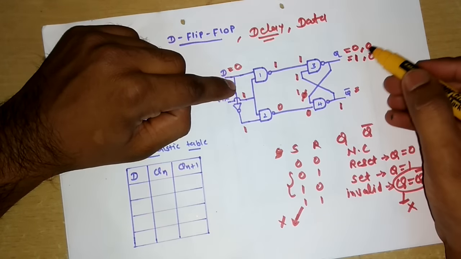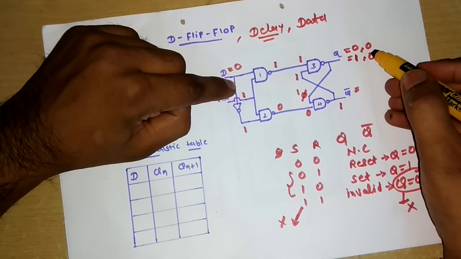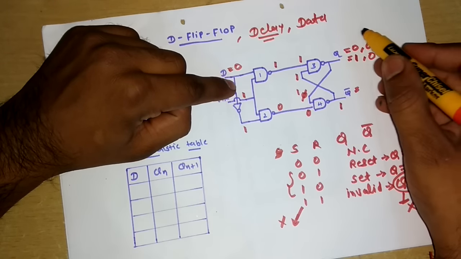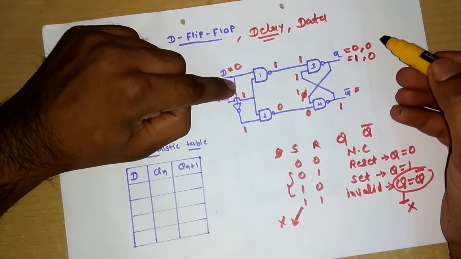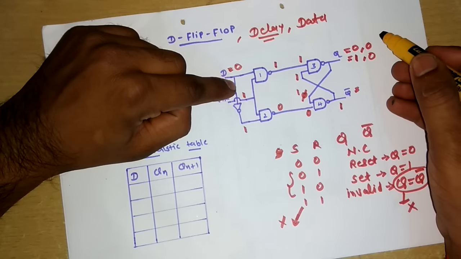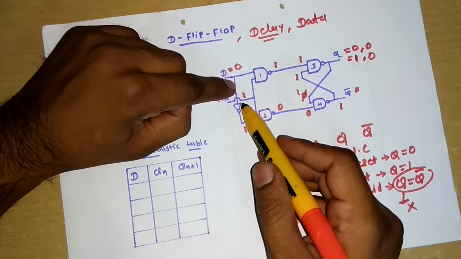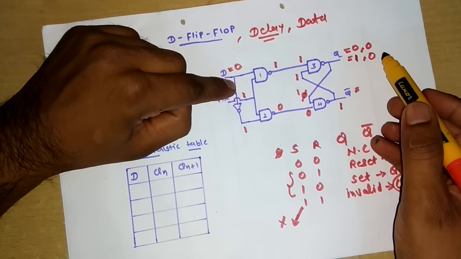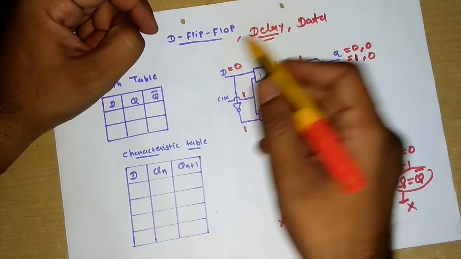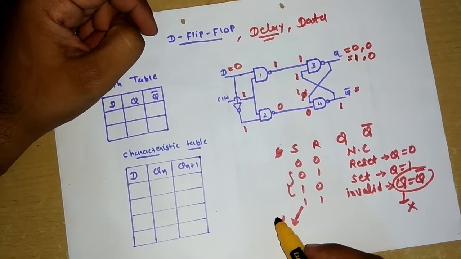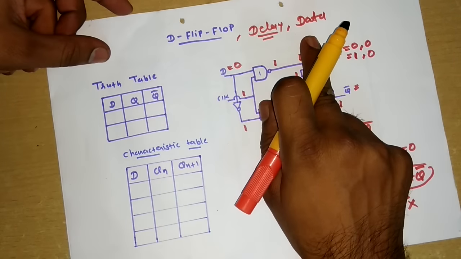Now what happens when your flip-flop becomes disabled? It means whatever present state your flip-flop is having, the same state will be there until your clock becomes 1. Fine. So it goes into the memory stage, right? In that way we can store the data, so it is also known as data flip-flop.